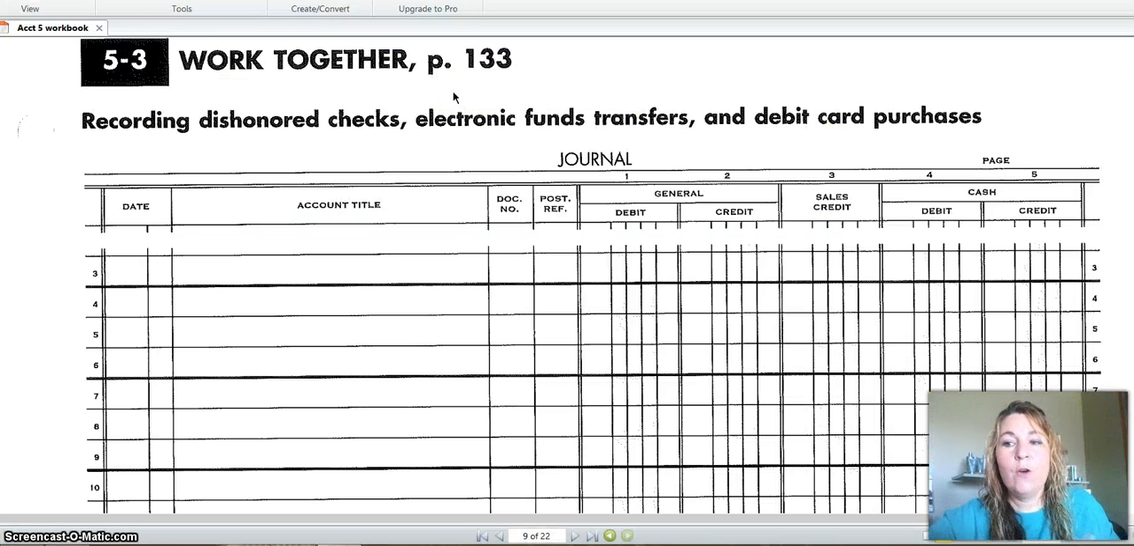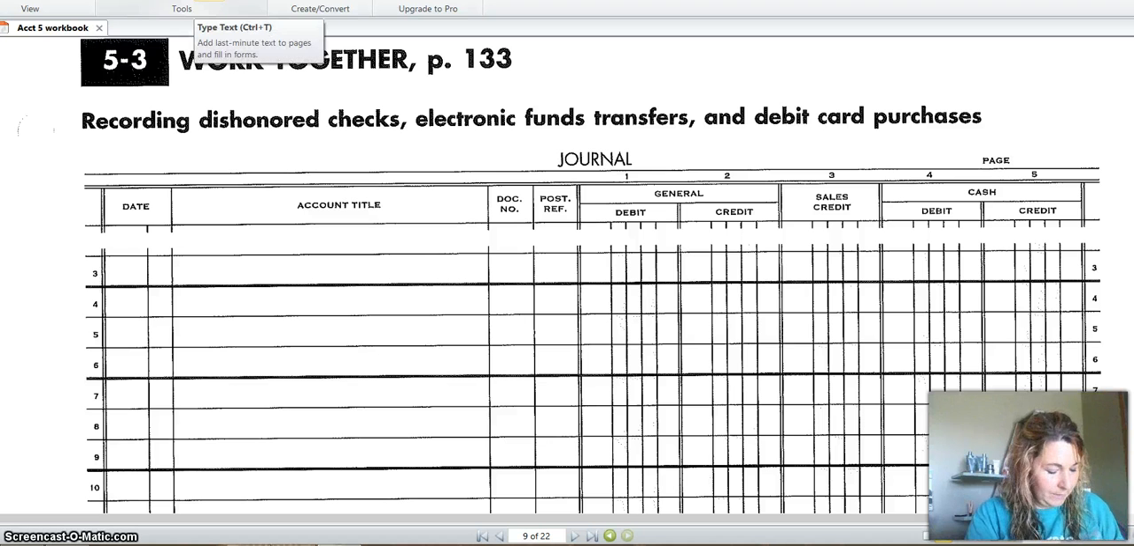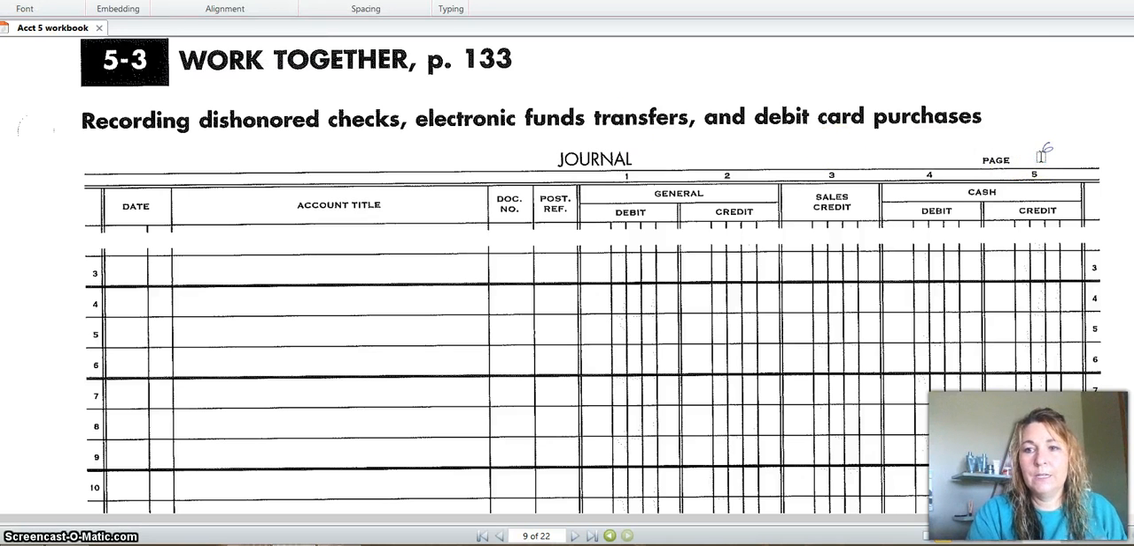So here is our work together problem. The directions in your book say, write the answers to the problem. Number 1, enter the following transactions on page 6 of a journal, and there are 3 transactions that we're going to be recording. So first of all, it tells us that this is page 6, right? Page 6 of our journal, so we need to go ahead and put page 6 under the page number.